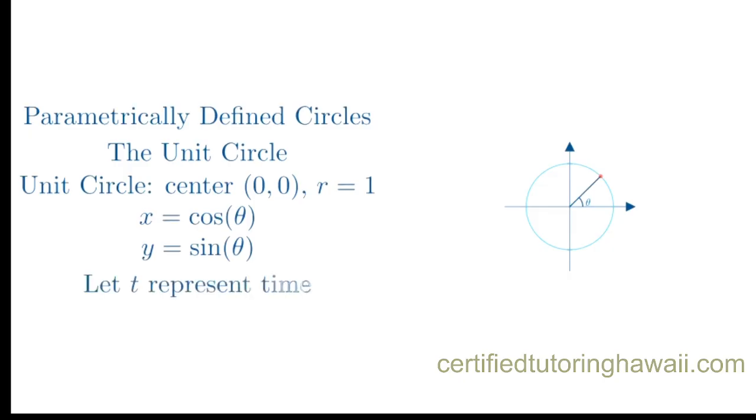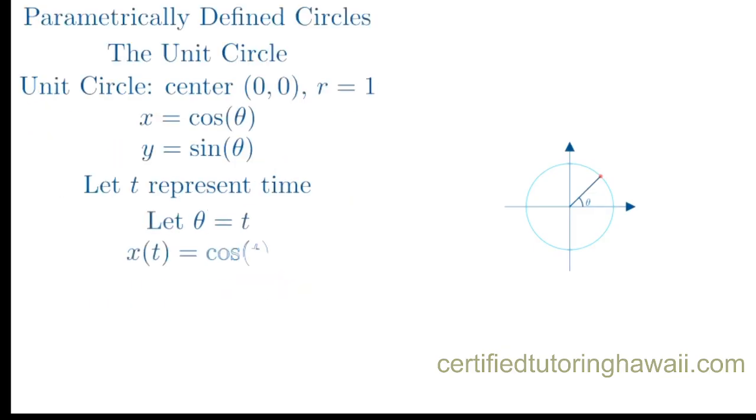To describe motion, we want time to be our independent variable, the thing that changes and drives the movement. So, we'll replace the angle theta with our parameter, t. This gives us the parametric equations x equals cosine of t and y equals sine of t. These two equations tell us the exact x and y coordinates of a point at any given time t. But what kind of motion do they describe?